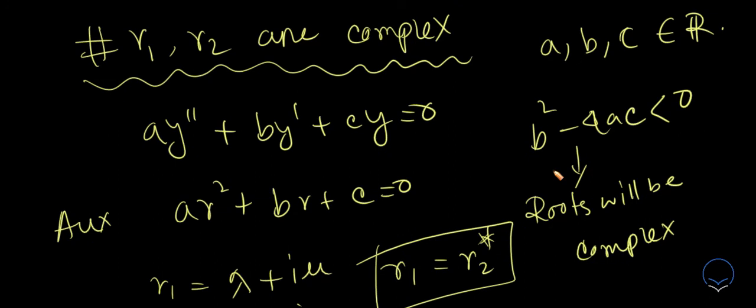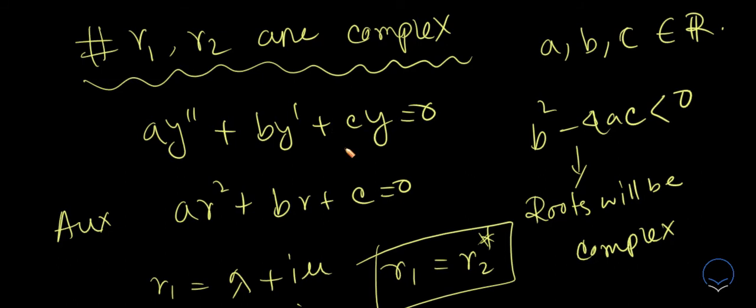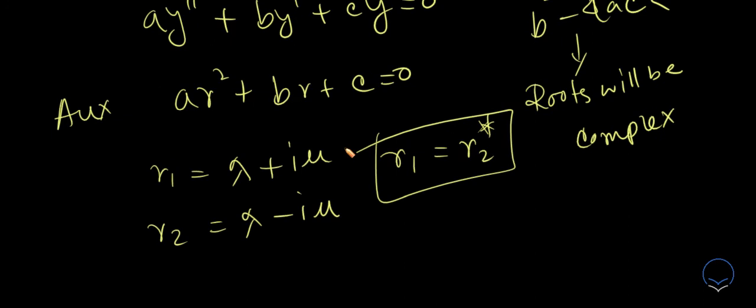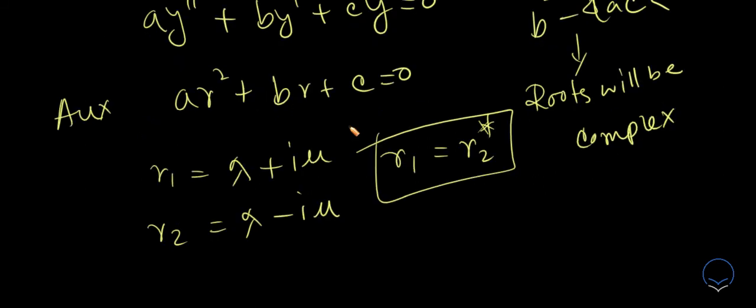Because if you recall from high school, these coefficients, that is b by a, can be written as the addition of the two roots, and c divided by a can be written as the multiplication of the two roots. So the only way you can have real numbers in the auxiliary equation and the roots being complex numbers is that the two roots will be complex conjugates of each other.